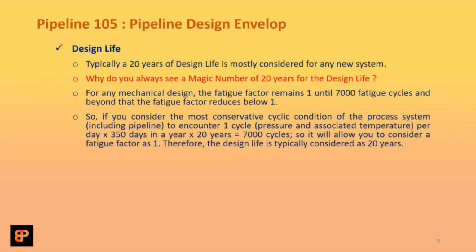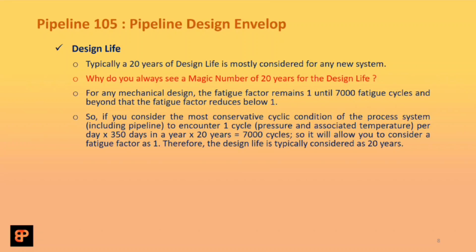If you consider the most conservative fatigue cycle of a process system, an oil and gas or petrochemical system, the system will see either one full pressure cycle from high pressure to low pressure, or a temperature cycle from high temperature to low temperature. Sometimes there are external forces like wind or vibrations. We are not going to see that at the moment, but we will see the key parameters which are part of the design envelope right now.